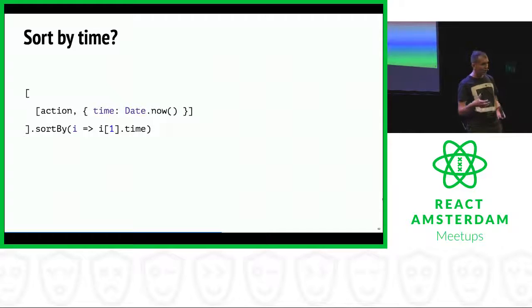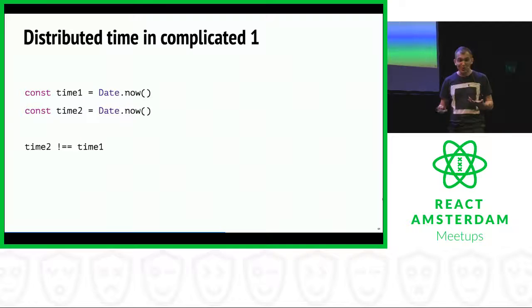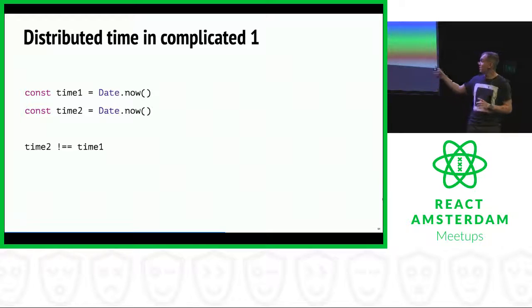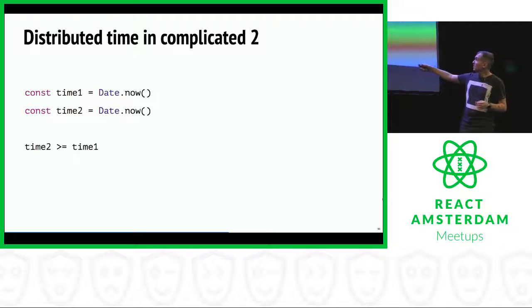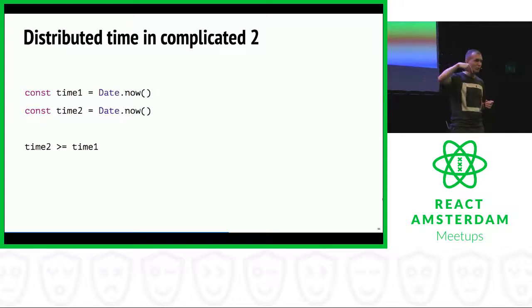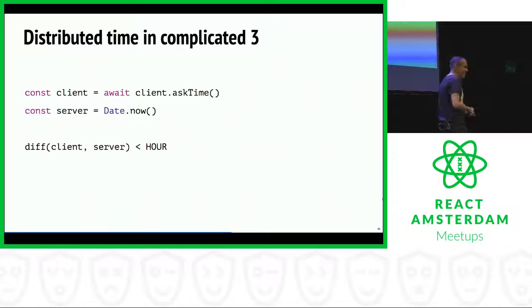So we need to sort our log by some property, for example, by time. But time is not a simple thing. There is no distributed time. There is research showing that it's impossible to create perfect distributed time. For example, if you create two timestamps, they could sometimes be equal because the processor is very fast. Or my favorite one, sometimes a timestamp created after the first one will have a lower number than the first one because of the time synchronization process. This happens.